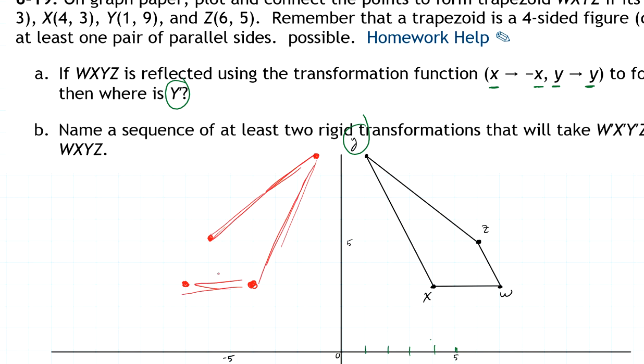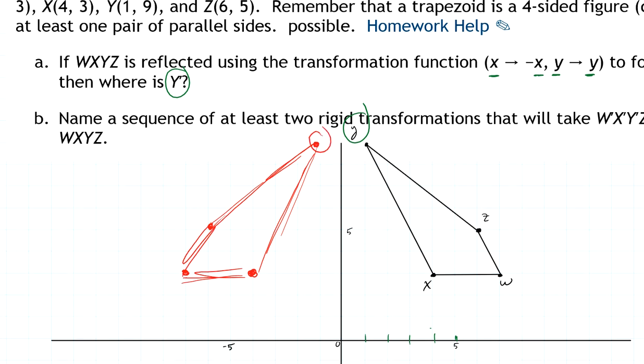trapezoid after this reflection. And my point Y ends up at what? X is -1, Y is 9. So that's what happens to point Y after we reflect using this rule. This rule, x's go to the opposite of x's and y's go to y's. So you can see all my x's became the opposite sign that they were. If x was over at +4, it went to a -4, etc. And the y's are still in the same spots.